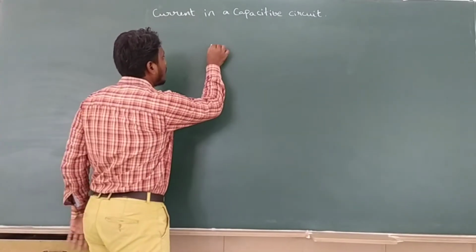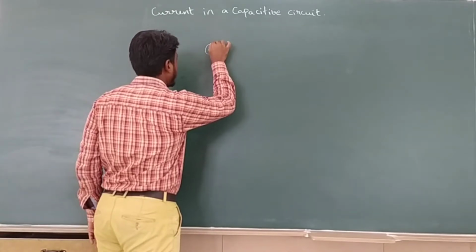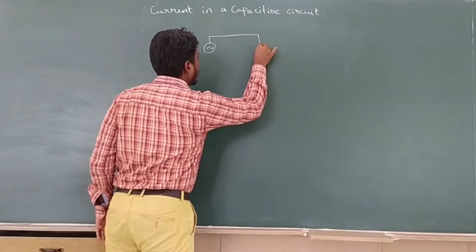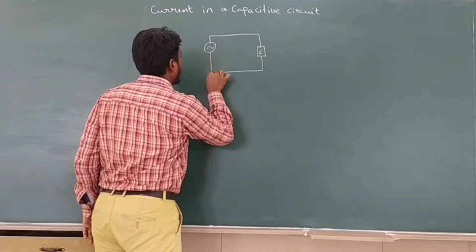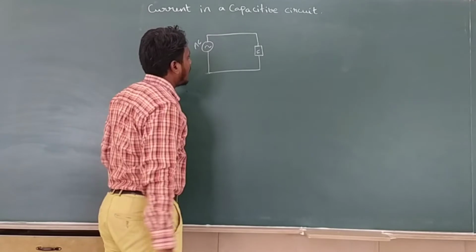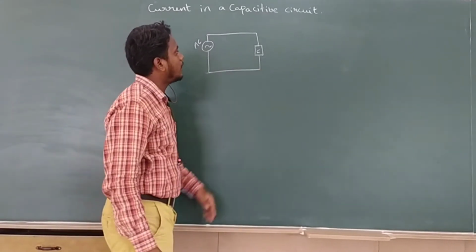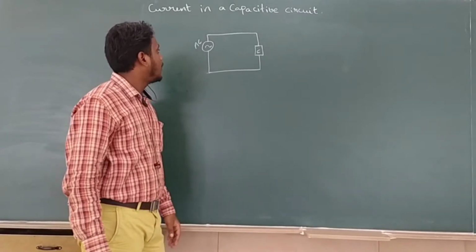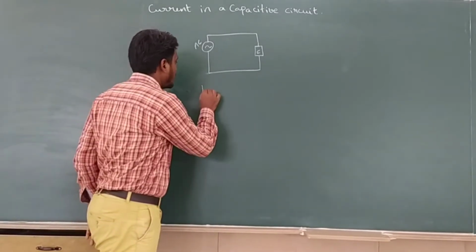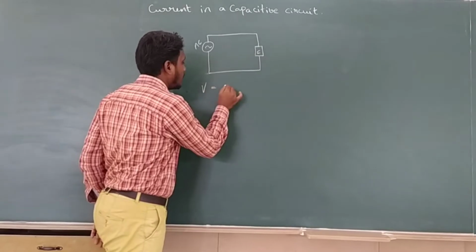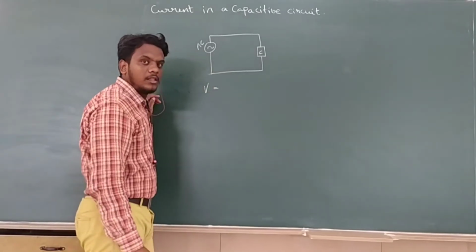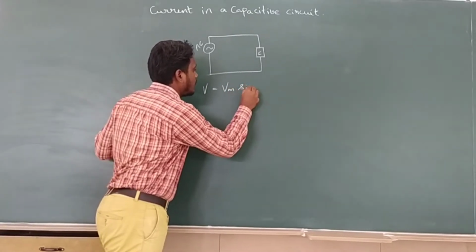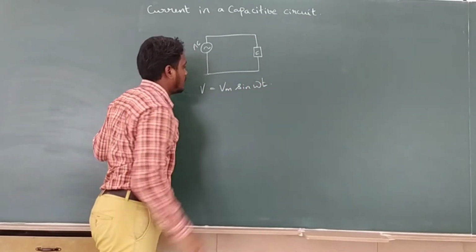So for that we need a simple capacitive circuit. So this is an AC supply, and AC mains is connected to a purely capacitive circuit which consists only of a capacitor, right? So what is the voltage in it? In alternating current we know that the voltage is V equal to Vm sin omega t, right?